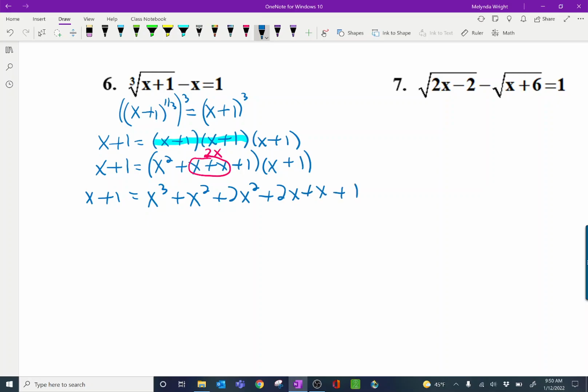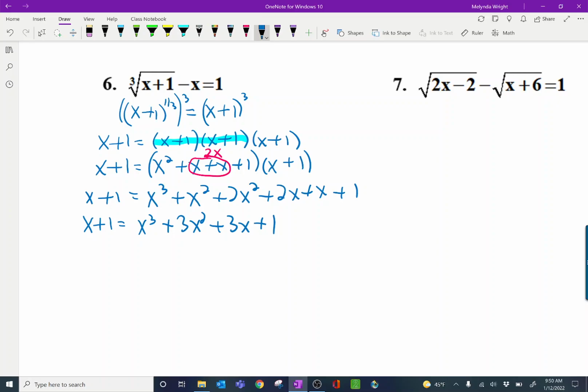Whew, okay. Let's clean that up. So I've got an x cubed. Let's see, what is that? Plus 3x squared plus 3x plus 1. Okay, and you're thinking, oh my goodness, what are we going to do? Well, we're going to have to move everything to one side and try to factor.